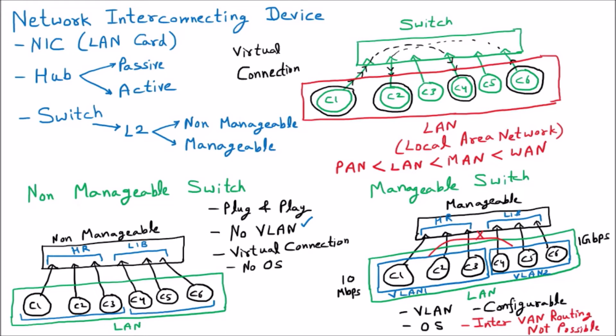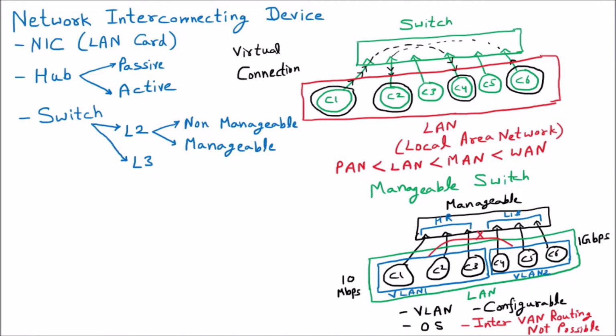Now we are discussing the next type of switch, and that one is the L3 switch. We know that L2 is taken from layer 2. Similarly, L3 means the layer 3 switch. What is the main advantage of the L3 switch over the manageable? There is only one main advantage of the L3 switch, and that is inter VLAN routing is possible.